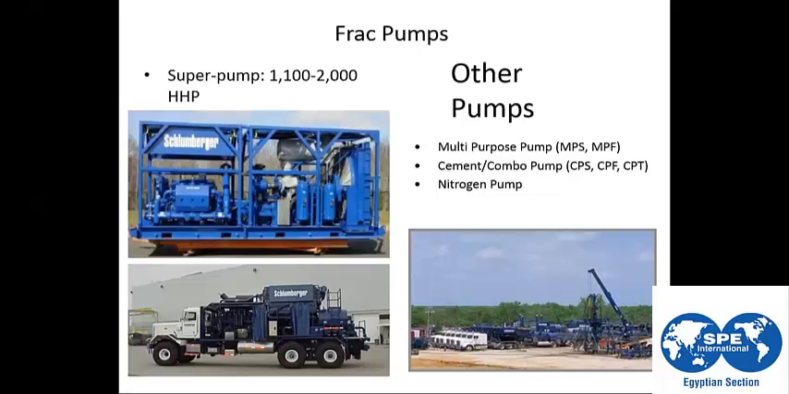There are two different types of these pumps: the triplex pump and the quintuplex pump. The triplex pump has 3 plungers, and the quintuplex pump has 5 plungers. For sure, the quintuplex pump has a higher flow rate, and it can be used for fracturing jobs that require a high flow rate.